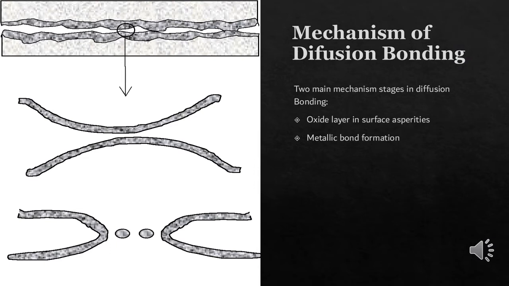In the diffusion bonding, there are two main mechanism stages that we should know. The first stage is oxide layer on surface asperity just before the initial contact, and the second stage is metallic bond formation between ruptured oxide layers due to microplastic deformation on the asperity.